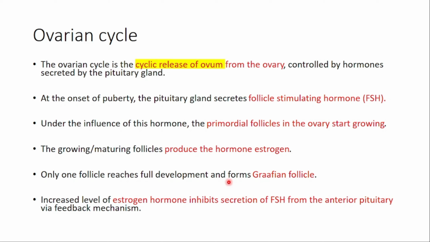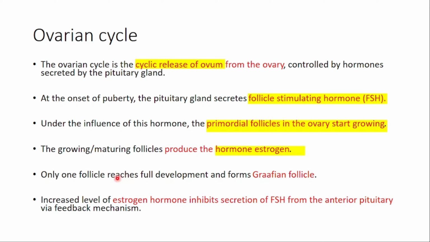So at the onset of puberty, the pituitary gland secretes the hormone follicle stimulating hormone, and under the influence of this hormone, the primordial follicles in the ovary start growing, and the growing or maturing follicles produce the hormone estrogen. And the role of this hormone is preparation of the endometrium wall for pregnancy.